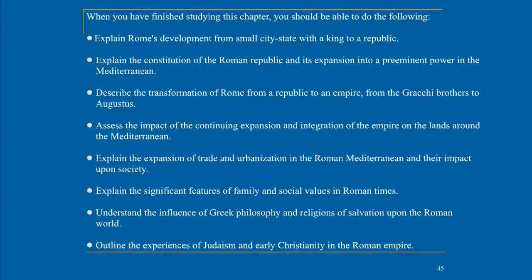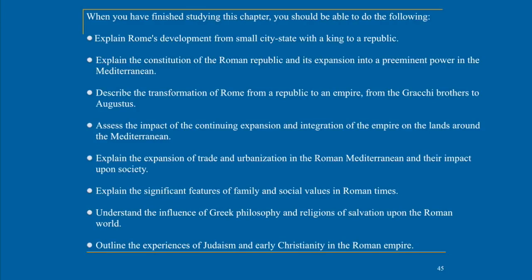Next, explain the significant features of family and social values in Roman times. What made the Roman times so special about family? And what did they value in the Roman society? Next, understand the influence of Greek philosophy and the religions of salvation upon the Roman world. How did those religions, Stoicism, Mithraism, and the cult of Isis, feed a little bit into Christianity? And how do they all relate to one another? And how do they overlap? Maybe a little bit of a Venn diagram system going on there.